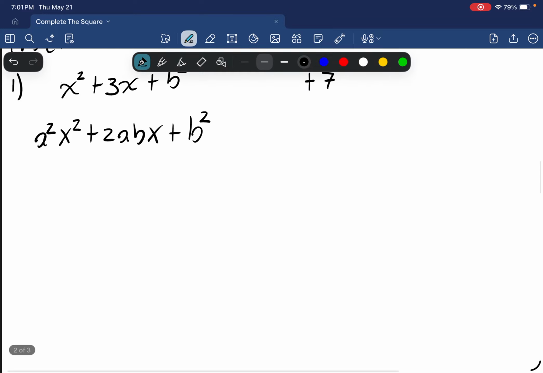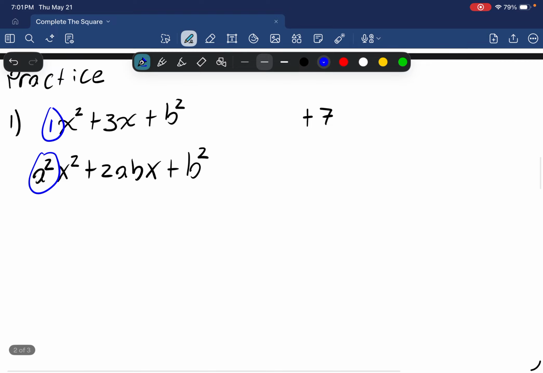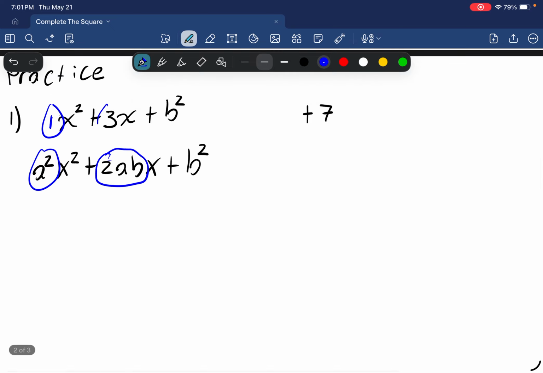So what is going to be our a squared? What's the equivalent here? Well, it's just 1. There's just an invisible 1 coefficient here. Well, what's going to be our 2ab? Well, in this case, it's just 3. 3 is 2ab. And what is b? Well, we have to kind of solve for that.